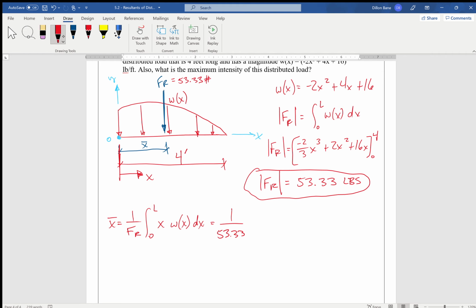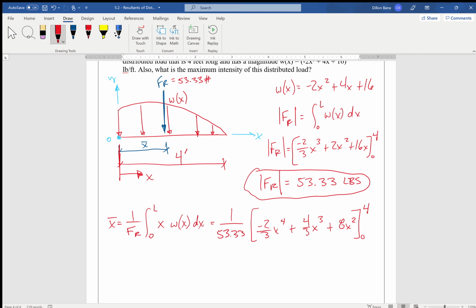So we'll have negative 2x cubed, and then you integrate that, so we get negative 2/3 x to the 4th, plus 4x squared integrated, which is 4/3 x cubed, and then 16x integrated gives us 8x squared, and then you evaluate that integral from 0 to 4.